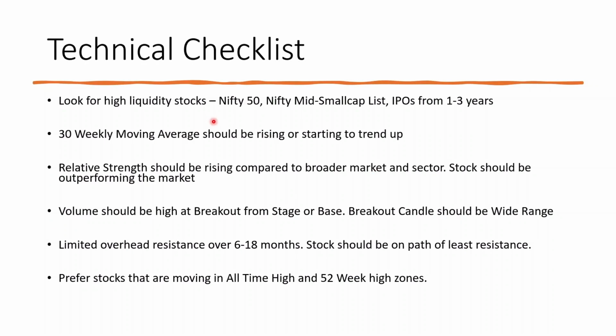Now, after we've set up the charts, we have to look at the technicals. Let's discuss the technical checklist, the things that we need to see before making an entry or an exit in any stock. First thing is that we have to only look for high liquidity stocks. These are stocks within the Nifty 50 index or the top mid cap or small cap stocks which are also within the index. Basically, the top 300 stocks where liquidity is high and which are tracked by a lot of other institutions and traders alike. Also, you can look at IPOs which are recent, from 1 to 3 years.